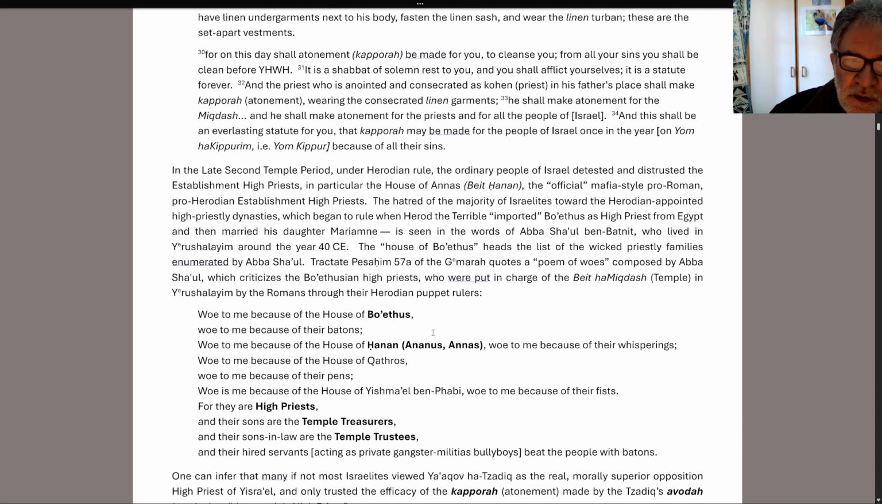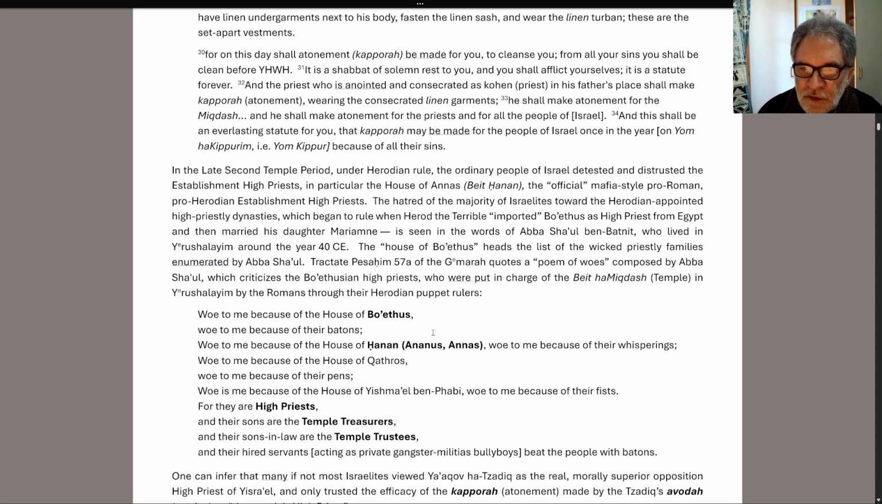Okay, so in the late Second Temple period, and we have to go over this in order to understand why there was an opposition high priest. Under the Herodian rule, the ordinary people of Israel detested and distrusted the establishment high priests, in particular Beit Hanan, the official mafia-style pro-Roman, pro-Herodian establishment Boethusian high priests. The hatred of a majority of Israelites towards the Herodian-appointed high priestly dynasties began when Herod the Terrible imported Boethus as high priest from Egypt and then married his daughter Mariamne.